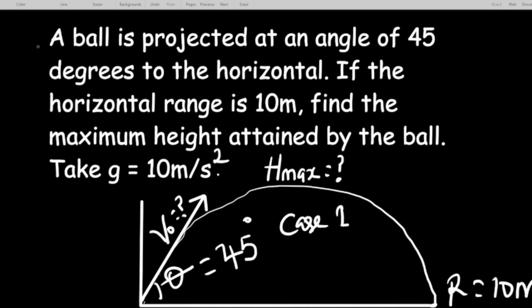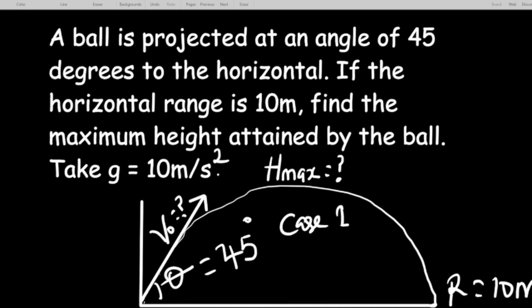Today we have an interesting question on projectile motion. Let's do justice to it. The question reads: a ball is projected at an angle of 45 degrees to the horizontal. If the horizontal range is 10 meters, find the maximum height attained by the ball. And we were told to take g as 10 meters per second squared.